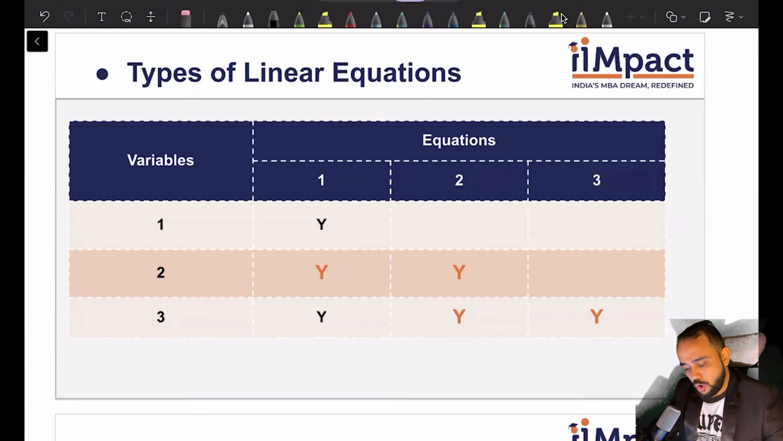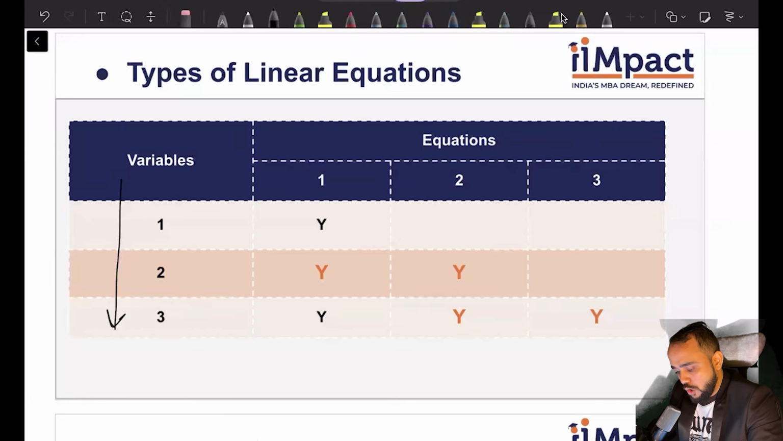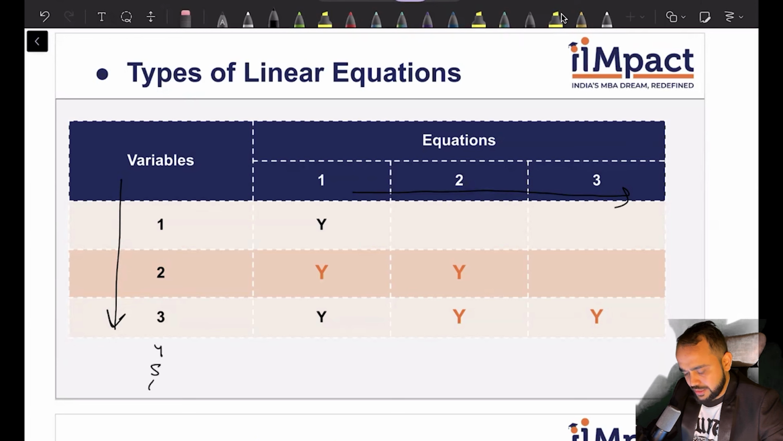Now obviously on the left hand side you see that I have plotted the number of variables, and in the columns I have plotted the number of equations that are given to you. All right. So obviously the variables can be more, 4, 5, 6, 7, but then it becomes increasingly complex to the point that you cannot really solve it in CAT or in general life. A 6 variable equation is going to be very difficult to deal with. So generally CAT will stick itself with 1, 2, or 3 variables.